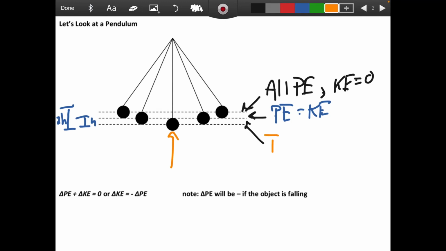So at the very bottom of these systems, the potential energy is going to be 0, and this is going to be all kinetic energy at this point. So what this means is, however much potential energy we lose, all of that potential energy we lose is converted into that kinetic energy.